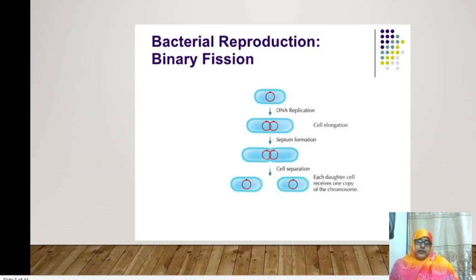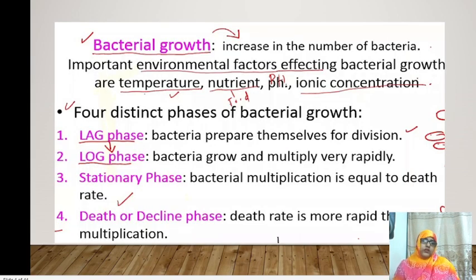Alright, then moving toward growth, there are 4 different phases: lag phase, log phase, stationary phase, and death phase. Lag phase is a phase in which bacteria prepare themselves for the process of division, for binary fission. Then in the log phase, they multiply very rapidly. They increase in number exponentially.